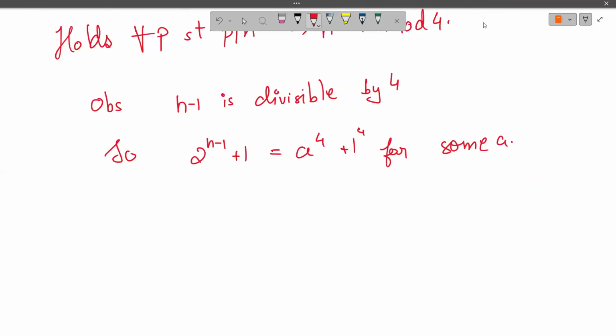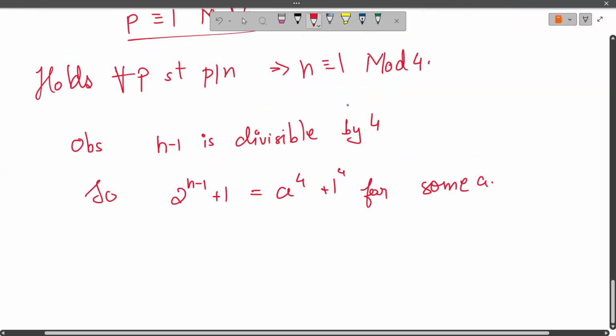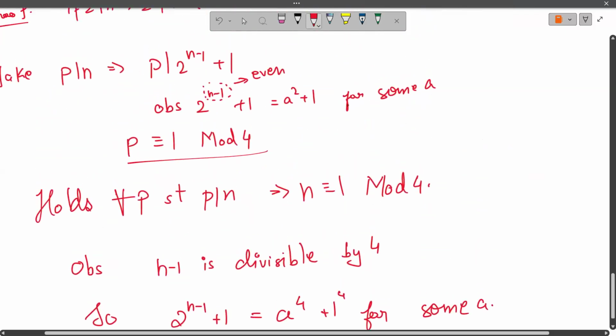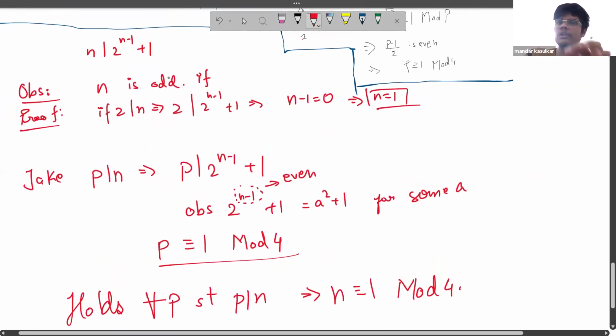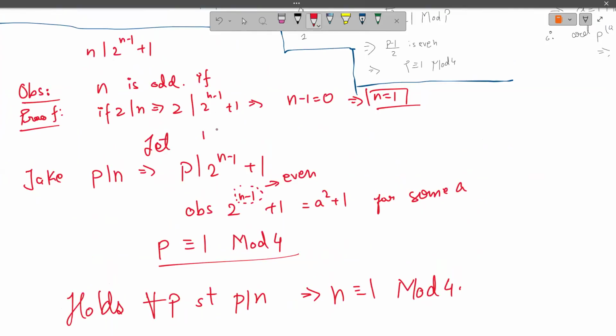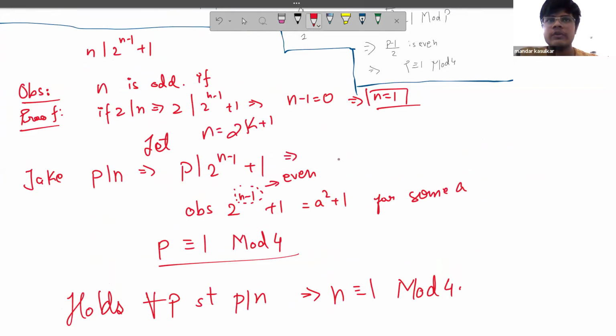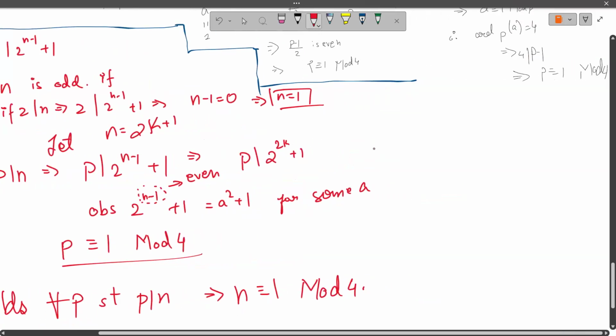Can you repeat from the first part, P congruent to 1 mod 4? Okay, sure. So see, we got that n is odd, right? Did you get that n is odd? Yes. So let n equal 2k plus 1. So we get that P divides 2 raised to the power 2k plus 1, correct? Yes. Observe that this is a perfect square.